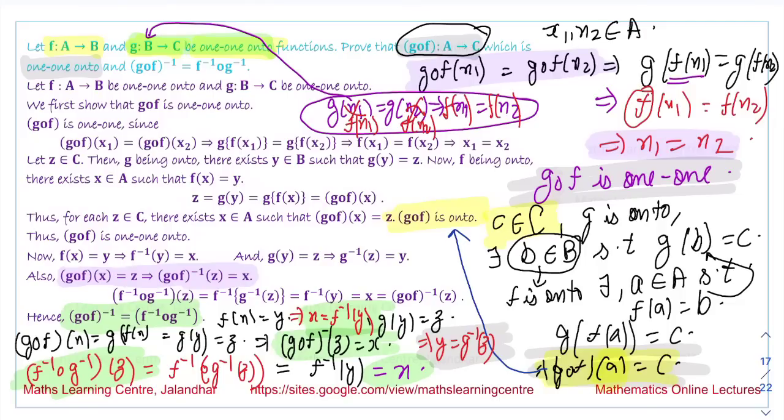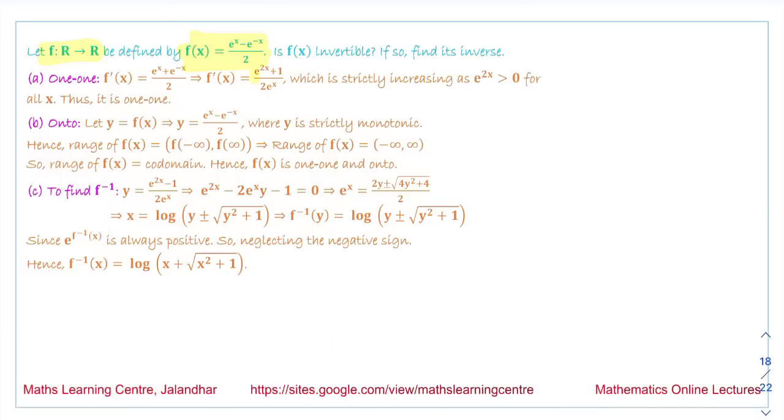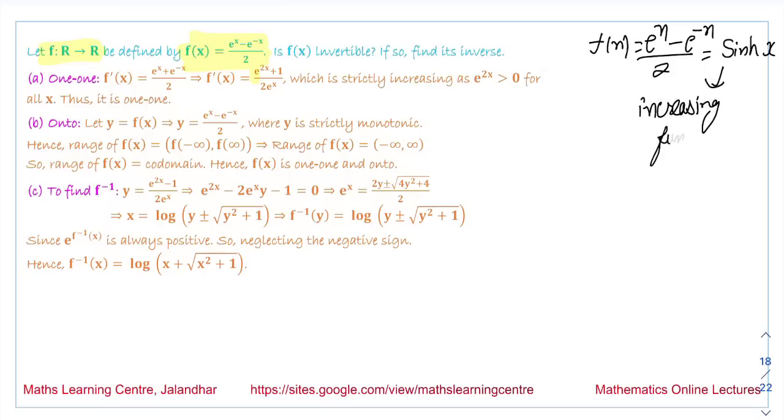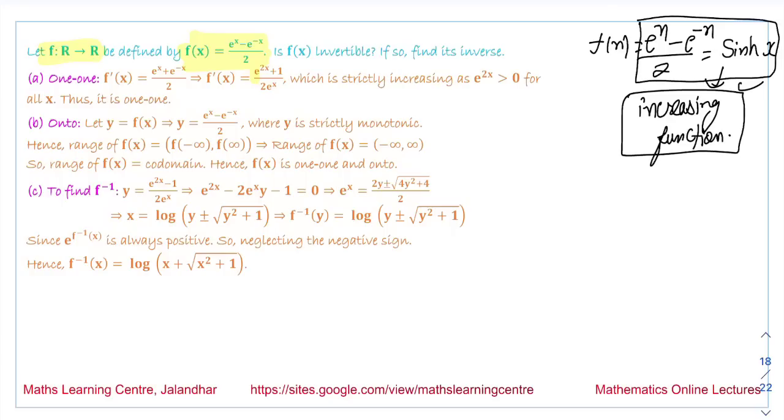Now the next question we have is: let f be the function defined from R to R, where f(x) is equal to (e raised to power x minus e raised to power minus x) by 2. This function is basically sine hyperbolic x, and this function is an increasing function. You can see our video related to the hyperbolic functions; over there you will find these kinds of results. So this function is strictly increasing, so it is 1-1.